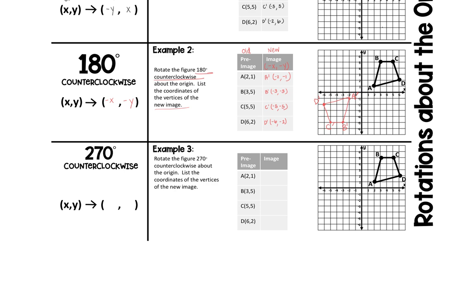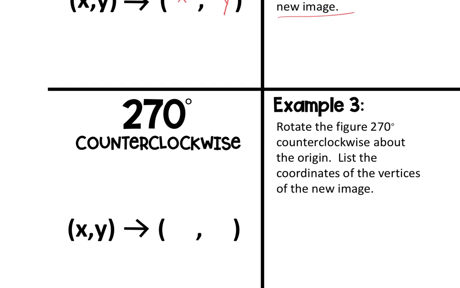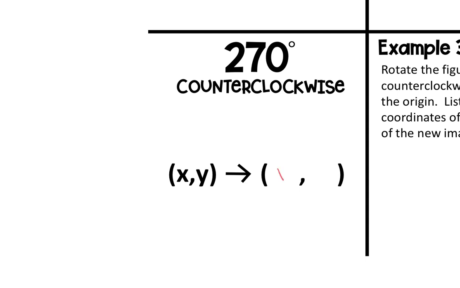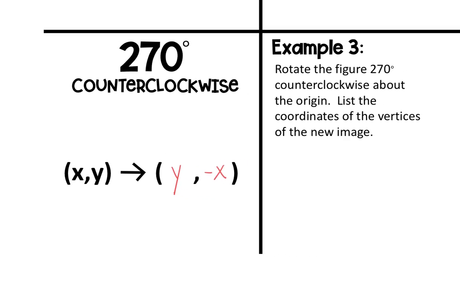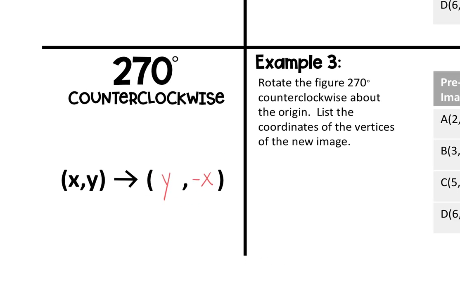Let's do the last rotation, 270-degree counterclockwise rotation. This looks like it's y, negative x. I'm just writing the rule right there so you can have it easier to find. In this example, I'm doing a 270 counterclockwise rotation. So the same rule that I'm seeing here to the left, I'll apply it. I need to list the coordinates of the vertices of the new image.